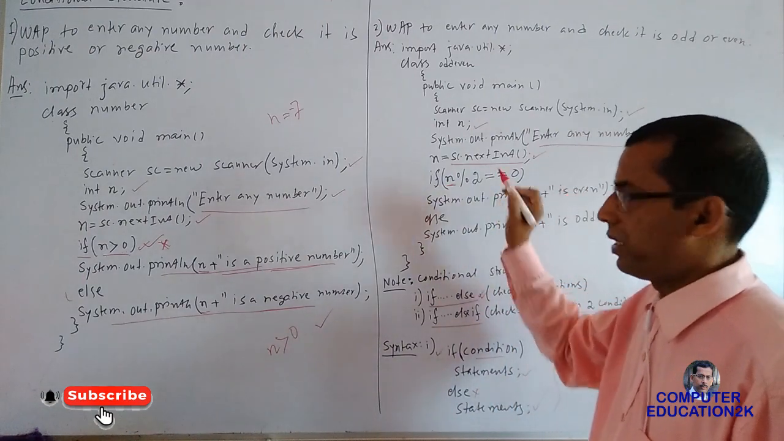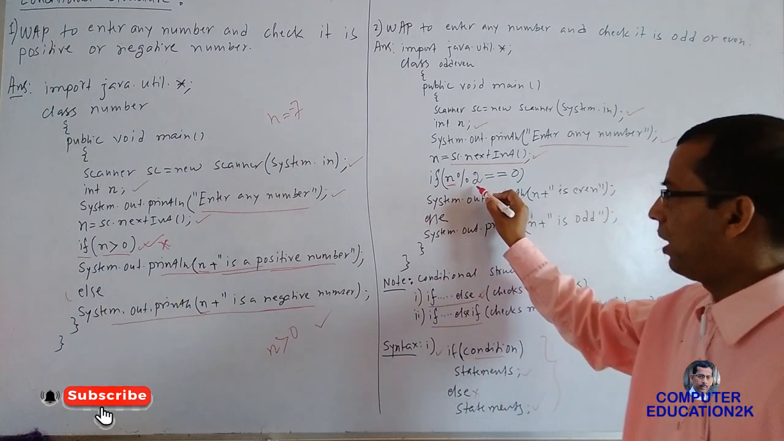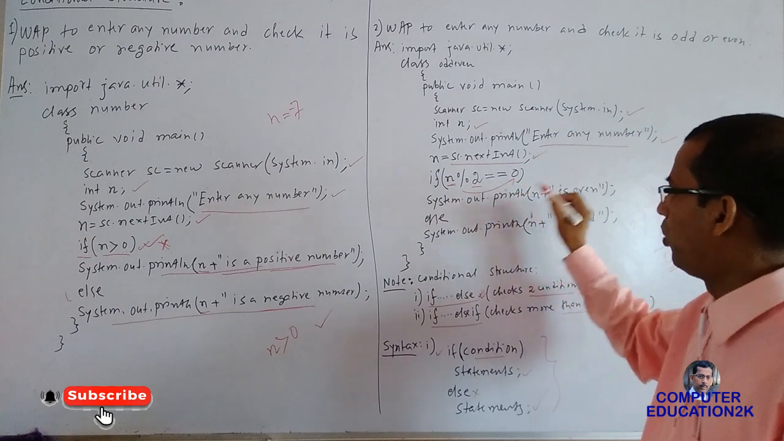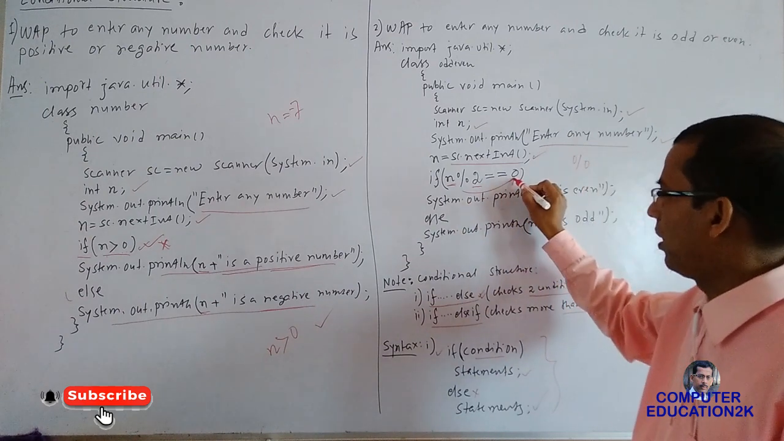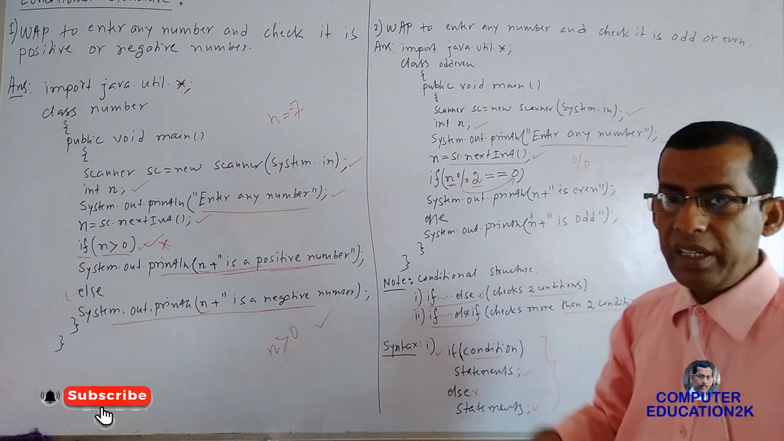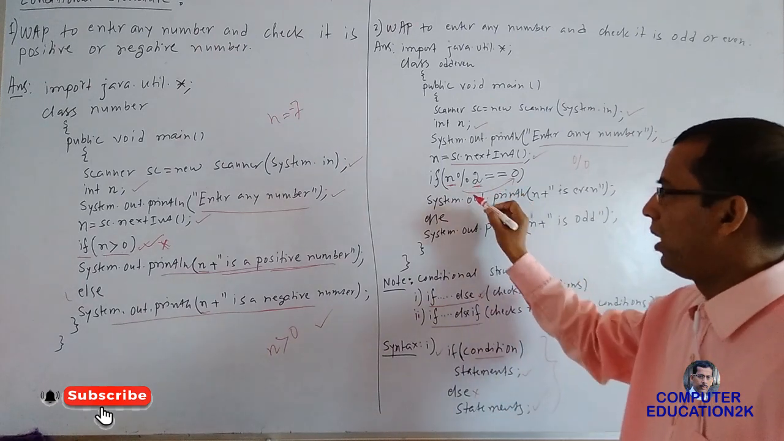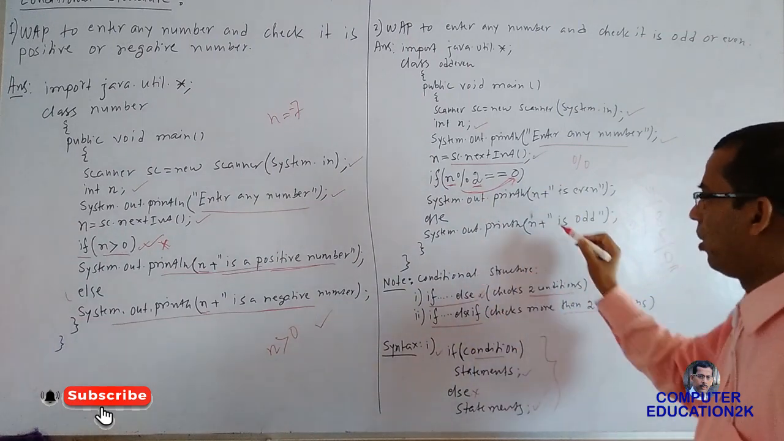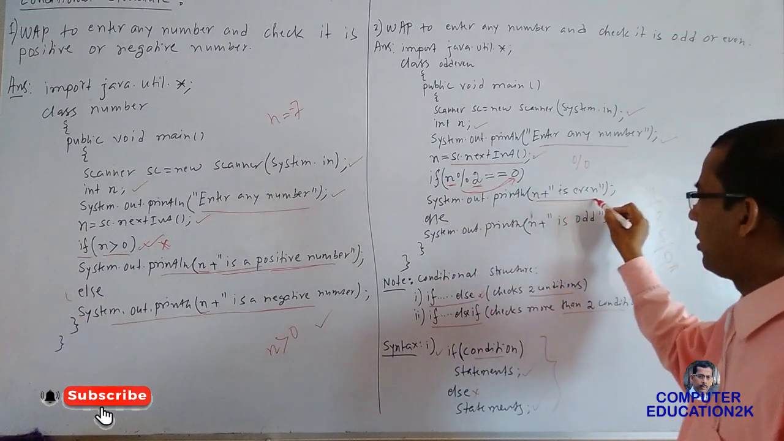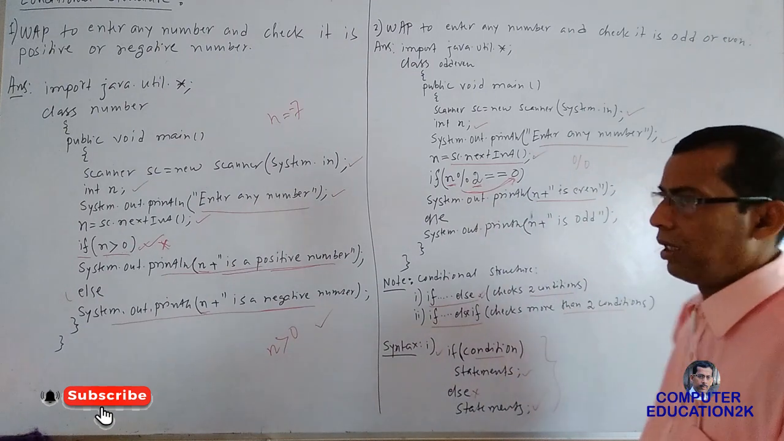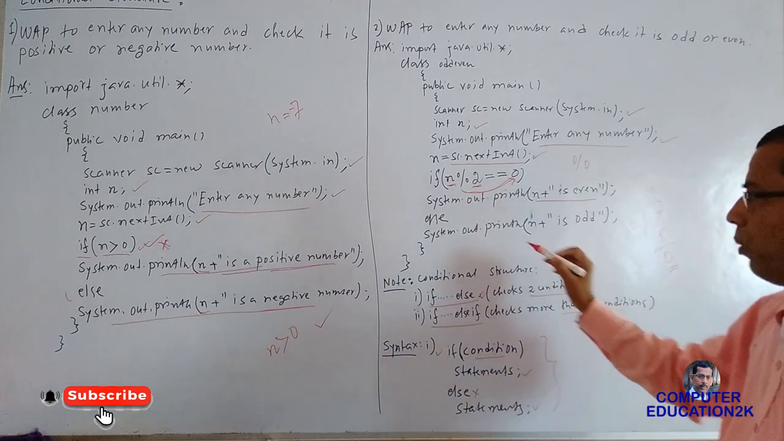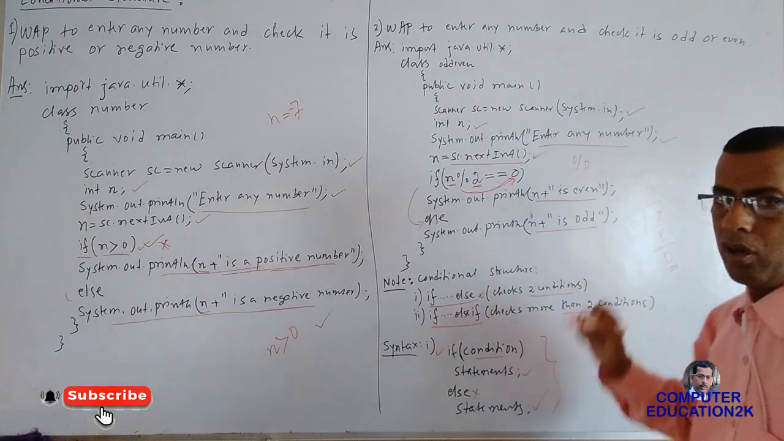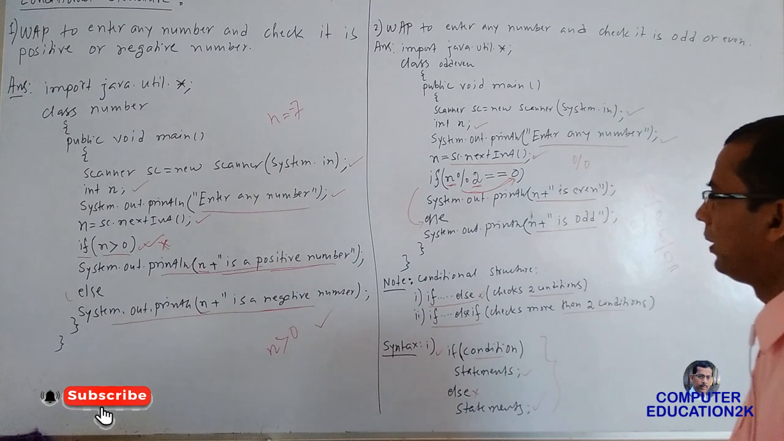So here n represents any number. I am dividing the number by 2 and checking whether the remainder is 0 or not. You know that this sign finds the remainder. So I am dividing the number n by 2 and checking that the remainder is 0 or not. If the remainder is 0, the computer will say the number is even. Okay. Now if the remainder is not 0, the computer will execute the else part and say it is an odd number. It is odd. Okay.